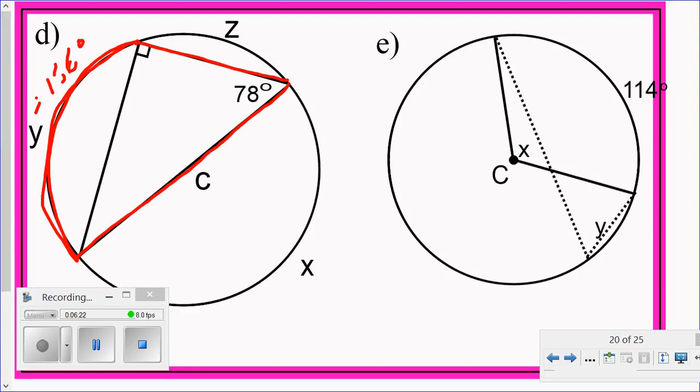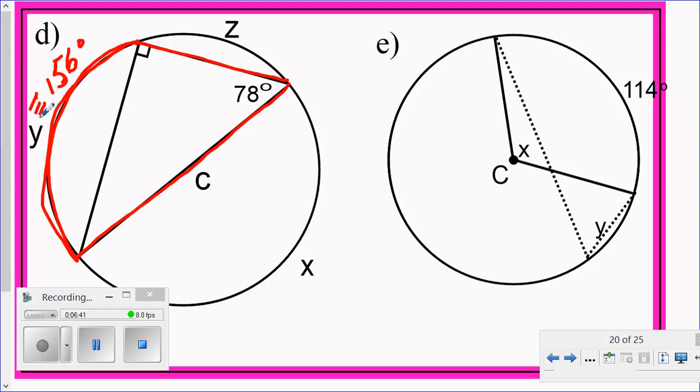So, whoops, it's not writing very well. 156 degrees is the measure of arc Y. So I'm going to do the same thing to get the other two. I'm going to look at arc X.